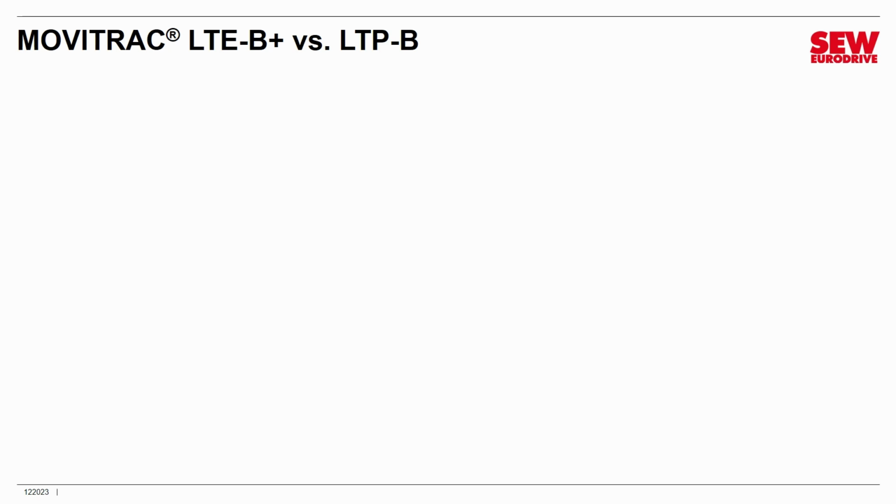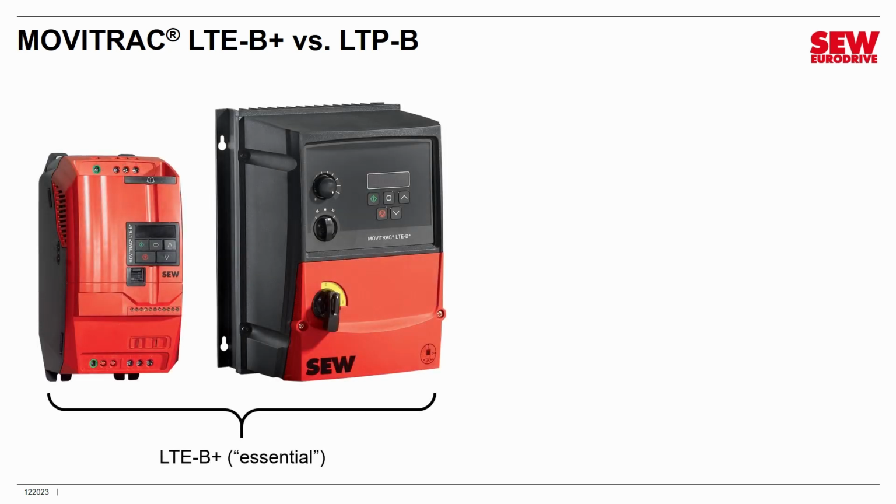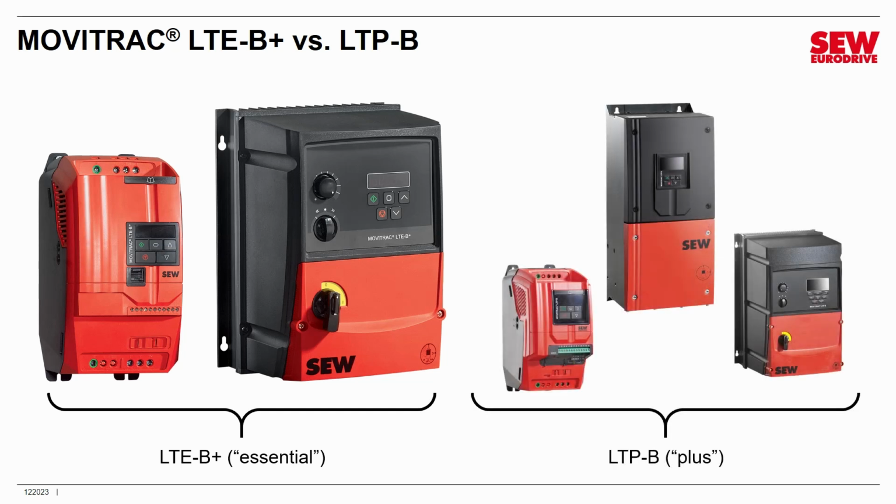Now, back to a comparison between the MOVITRAC LTE-B+ and the MOVITRAC LTP-B. What are some of the differences? Well, this is the LTE-B+, and you could think of the letter E in it as standing for essential. These VFDs are the entry-level of the entry-level VFDs. They have a good core set of essential functionality. They can do many different things, but they're also extremely economical. The MOVITRAC LTP-B is a step up. In fact, we like to say the P stands for plus. The LTP-B models also come in more sizes, and they definitely have an upgraded feature set.